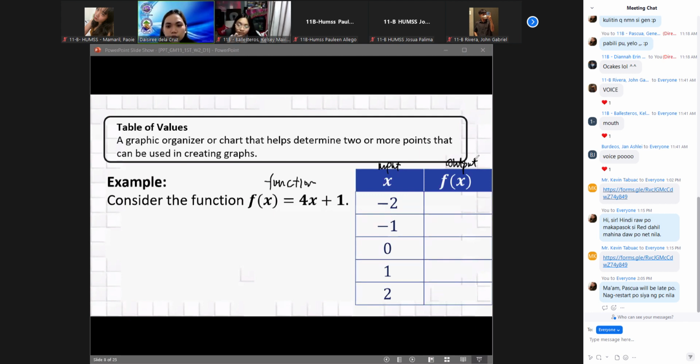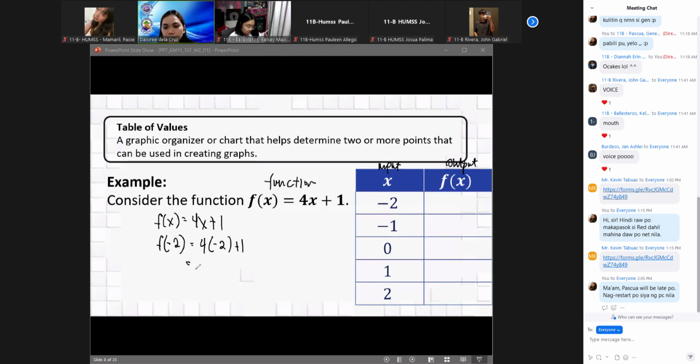Okay. So, to find what is the answer for the output, all we have to do is to substitute all the values of x from the given function. Okay? So, if I have here input na -2 and then isi-substitute ko siya sa function natin, so ganito po ang process ha, f of x is equals to 4x plus 1 and then lahat ng x palitan lang natin ng -2.